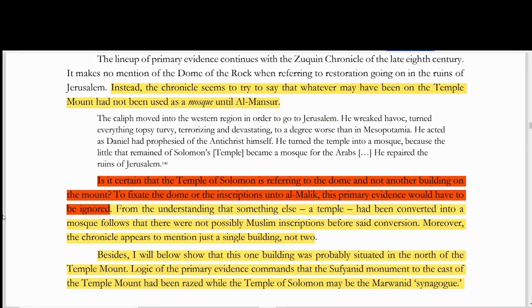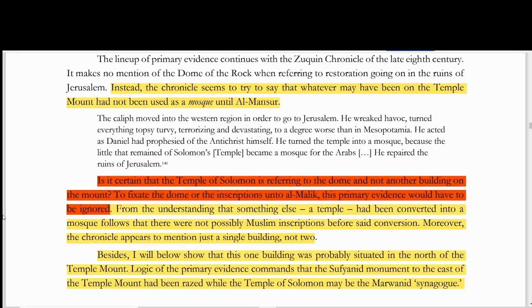Al-Mansur was in the middle of the 8th century. The Caliph moved into the western region in order to go to Jerusalem. He wreaked havoc, turned everything topsy-turvy, terrorizing and devastating, to a degree worse than in Mesopotamia. He acted as Daniel had prophesied of the Antichrist himself. He turned the temple into a mosque because the little that had remained of Solomon's temple became a mosque for the Arabs. He repaired the ruins of Jerusalem.